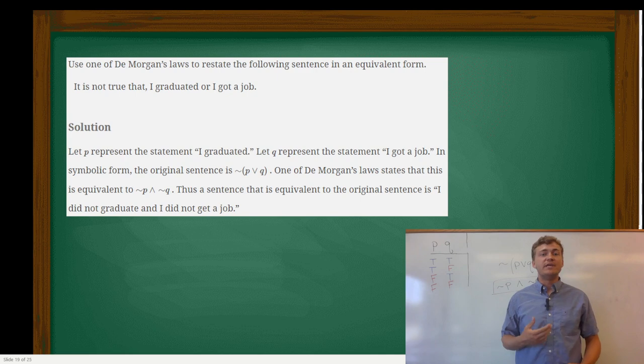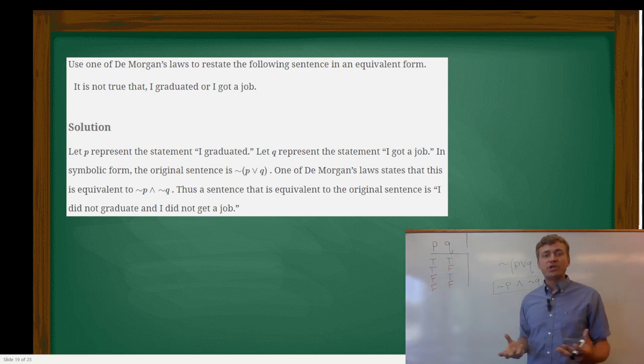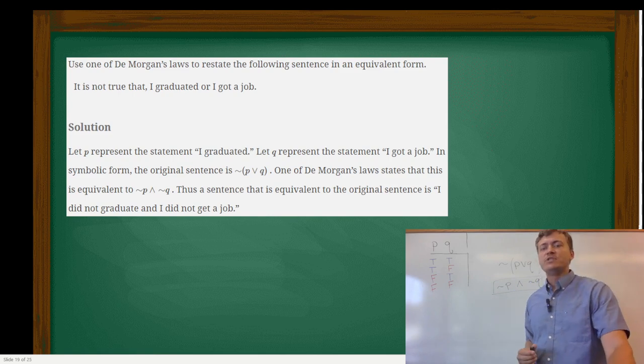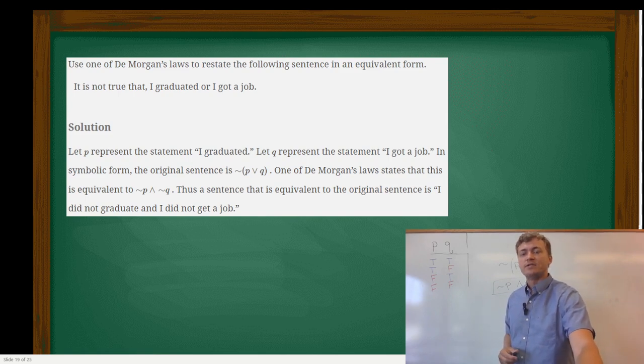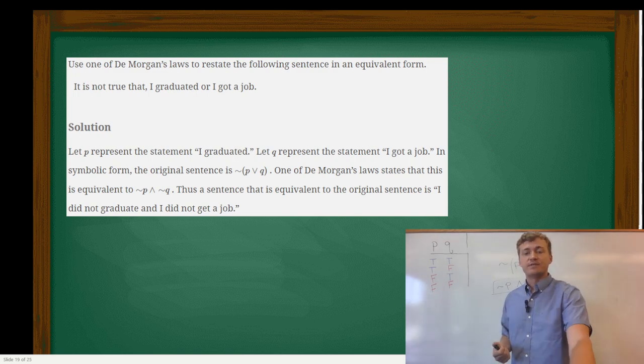So not Q is I did not get a job. So not P and not Q. We're just going to bring that together. I did not graduate and I did not get a job, right? Not too bad there. Using our De Morgan's laws to rewrite our verbalized expressions.